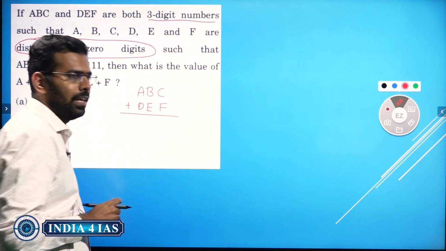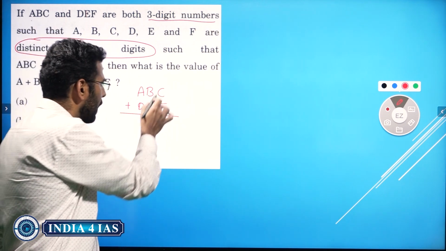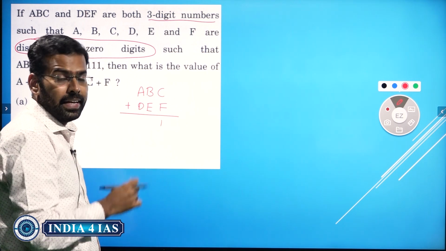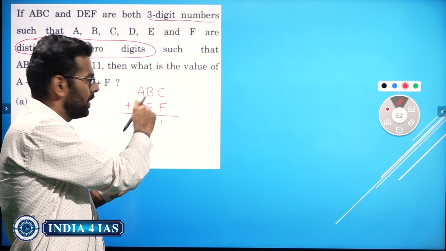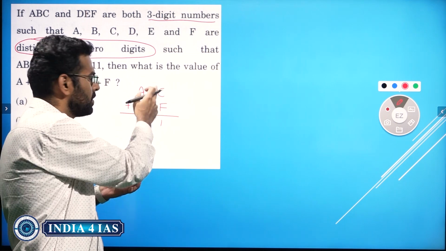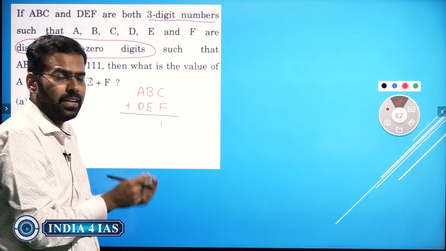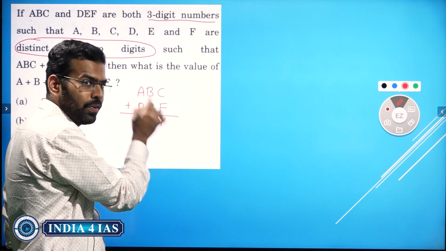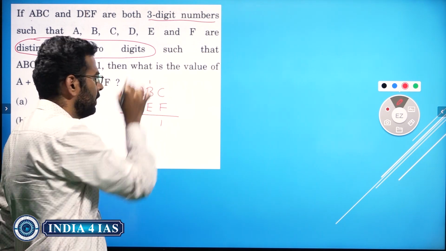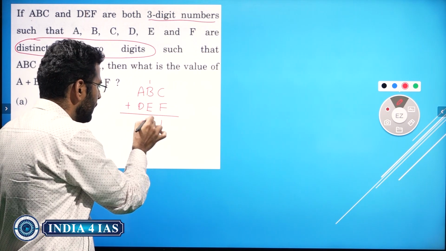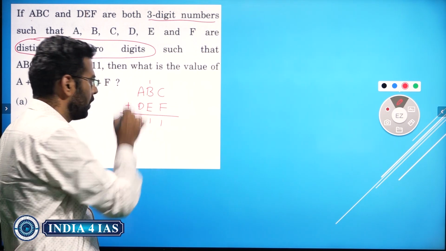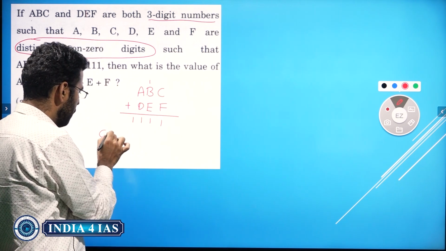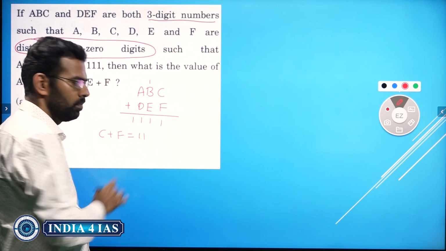Since they are saying all these are non-zero digits, if you add C and F, you should get 1 here. If they were zero, let's say C or F is 0, then you can write 0 plus 1 is 1. But here they are saying C and F are non-zero digits. That means here you have to get 11 when you add C and F. Then there will be 1 carryover. Then again here you need to have 1, 1, 1, 1 like this. To get this, you just see C plus F should be 11.